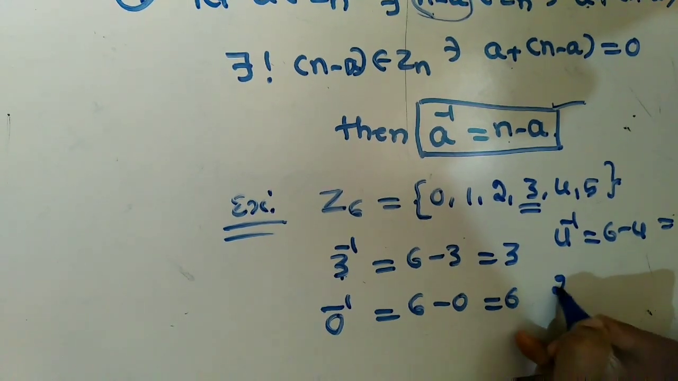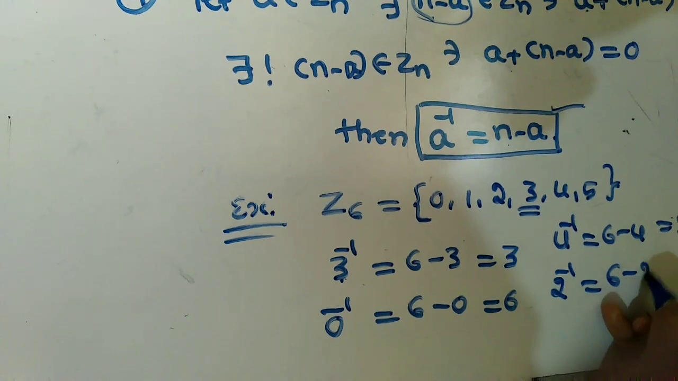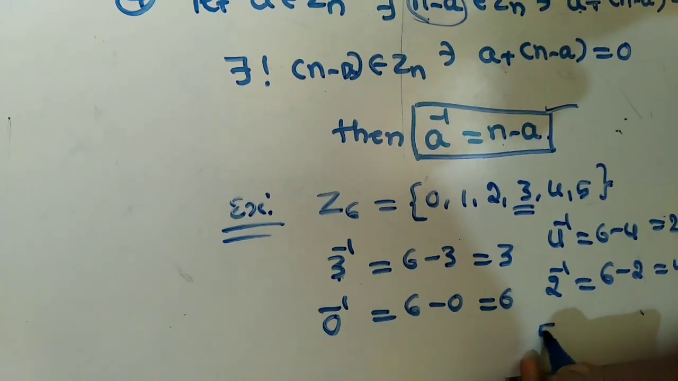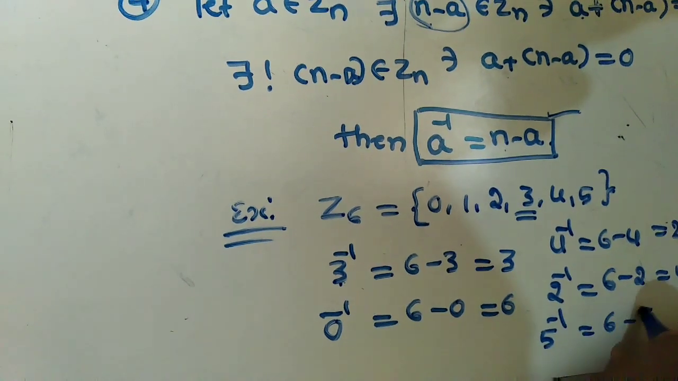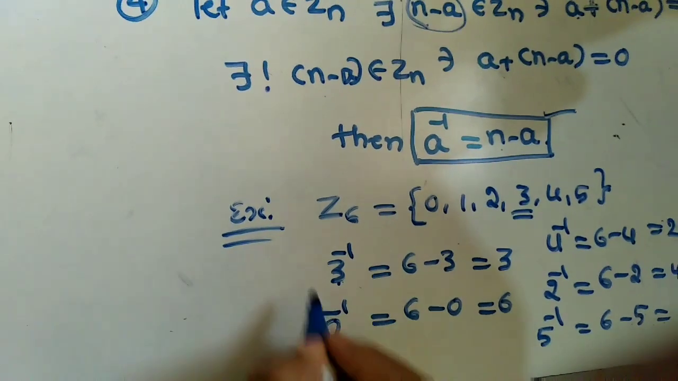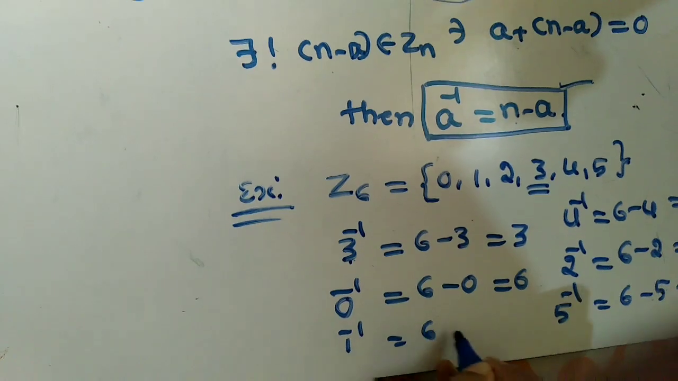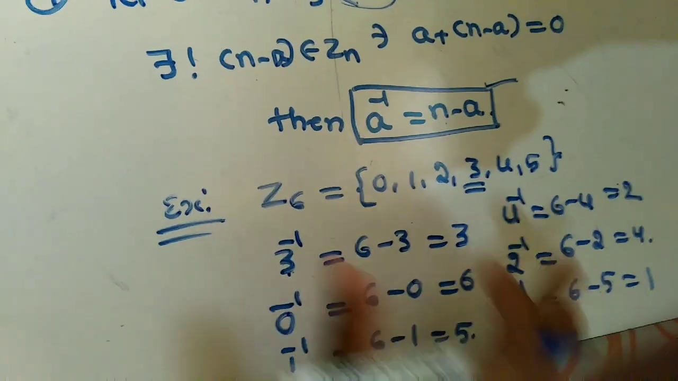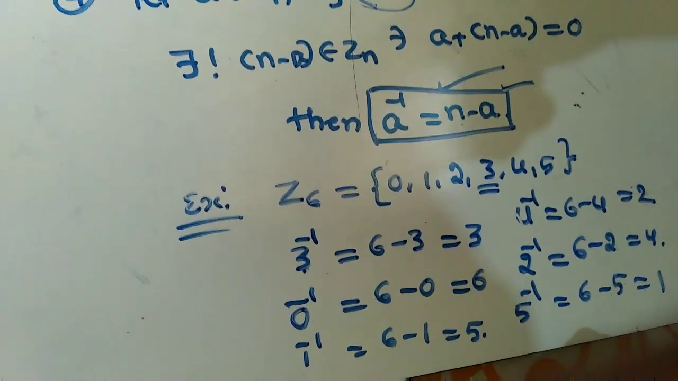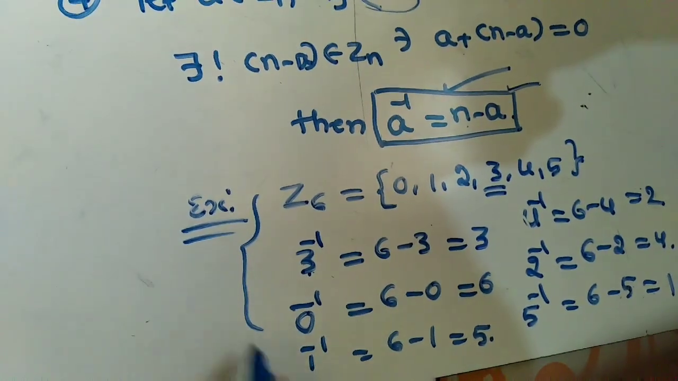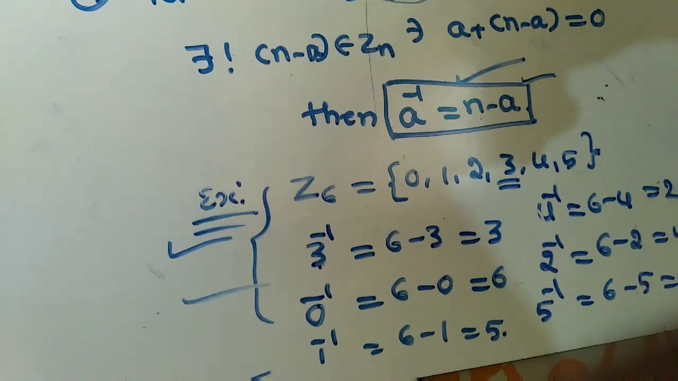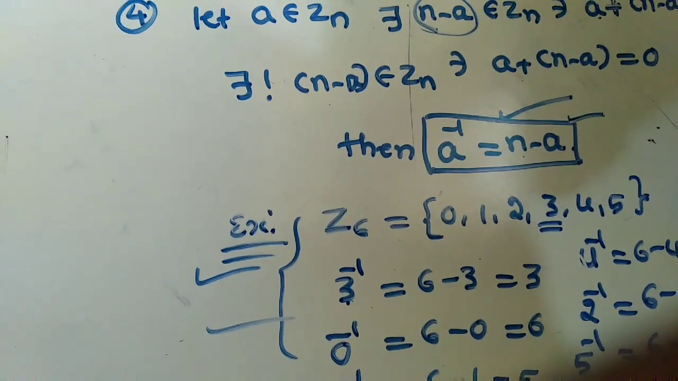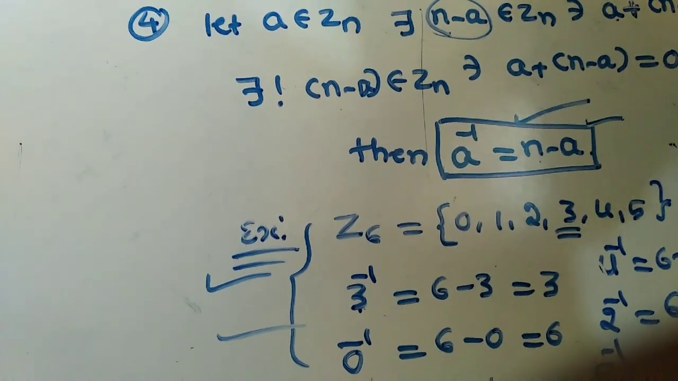And what is the inverse of 2? 6 minus 2, which is nothing but 4. What is the inverse of 5? It is 6 minus 5, which is 1. What is the inverse of 1? 6 minus 1, which is 5. So if you keep remembering this thing, then you can easily solve this type of example in your examination. I hope you get this example. If you have any doubt, please let me know.